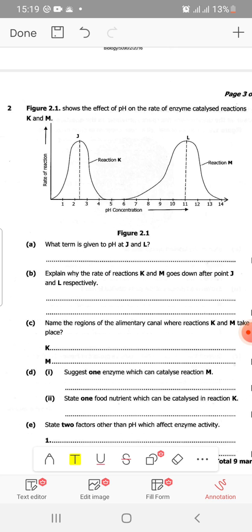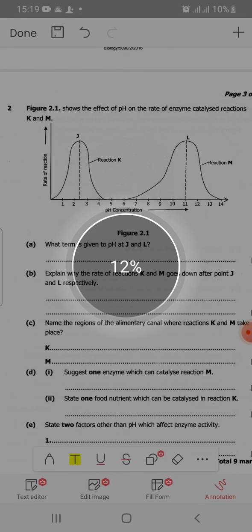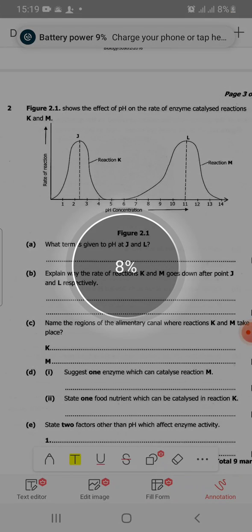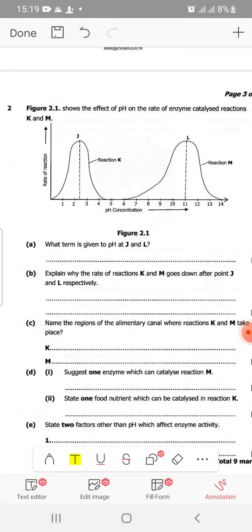Then apart from that, reaction M takes place in, okay, sorry, the battery is low. Okay, thank you. That's connected. So reaction M occurs in the small intestines or the mouth. So if you have picked the small intestines, you can use the pancreatic amylase and many other enzymes which you can remember there. Then if you have used the mouth, use the salivary amylase.